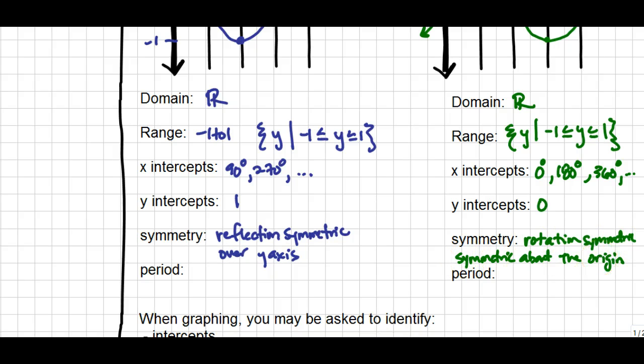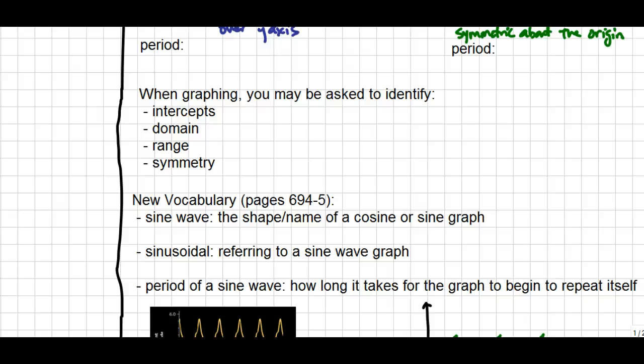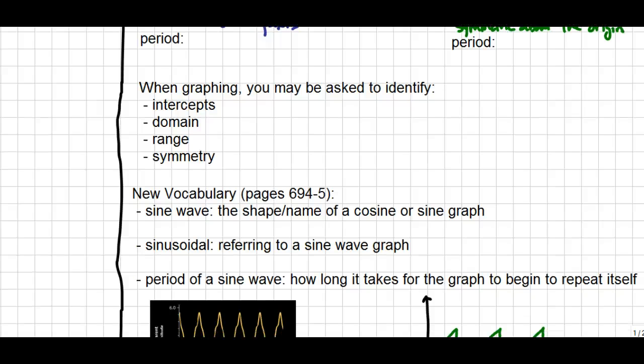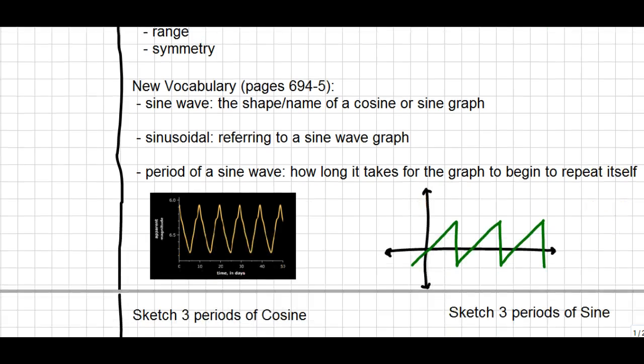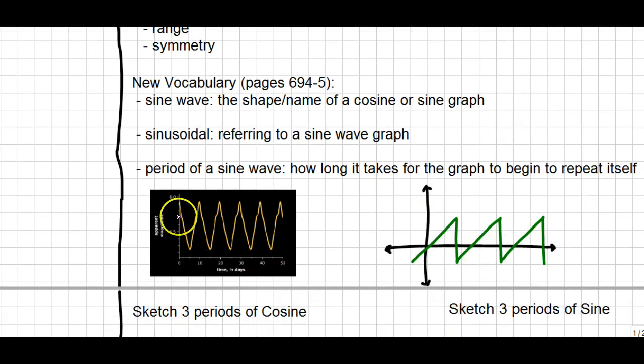Let's fill in period next, and so for that we're going to jump down here to the definition. The period of a sine wave, which means the period of a sine graph or a cosine graph, is how long it takes that graph to begin to repeat itself. So let's take a look at these two example pictures first. This one kind of reminds me of a heartbeat or a blood pressure indicator.